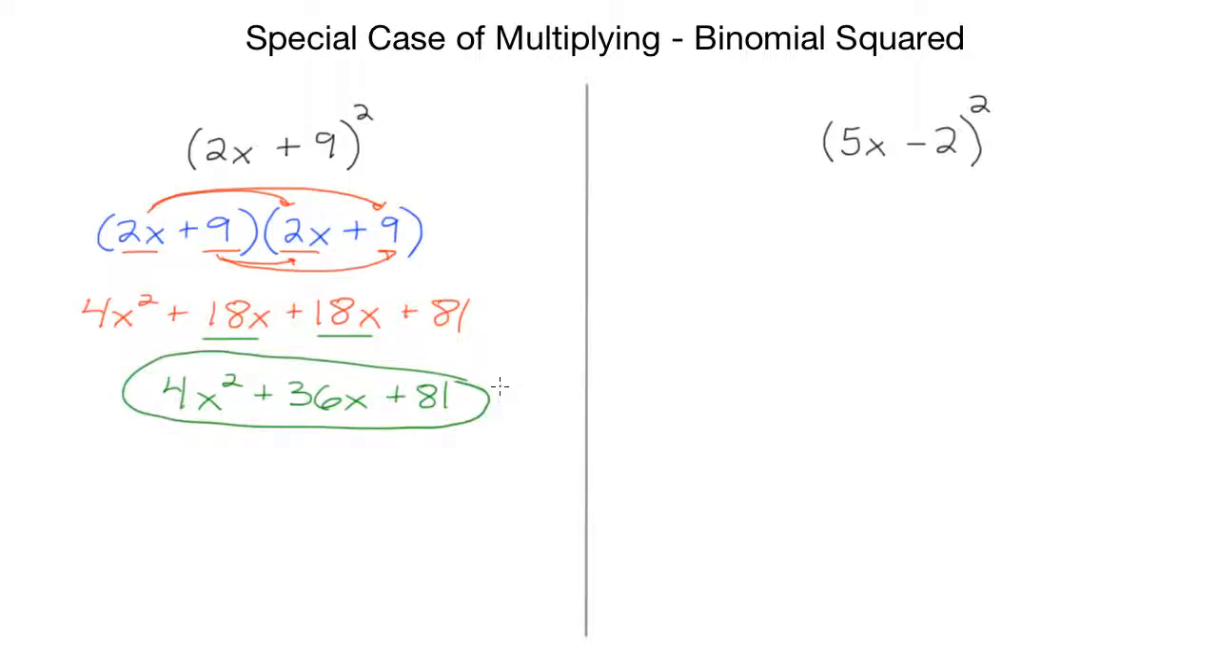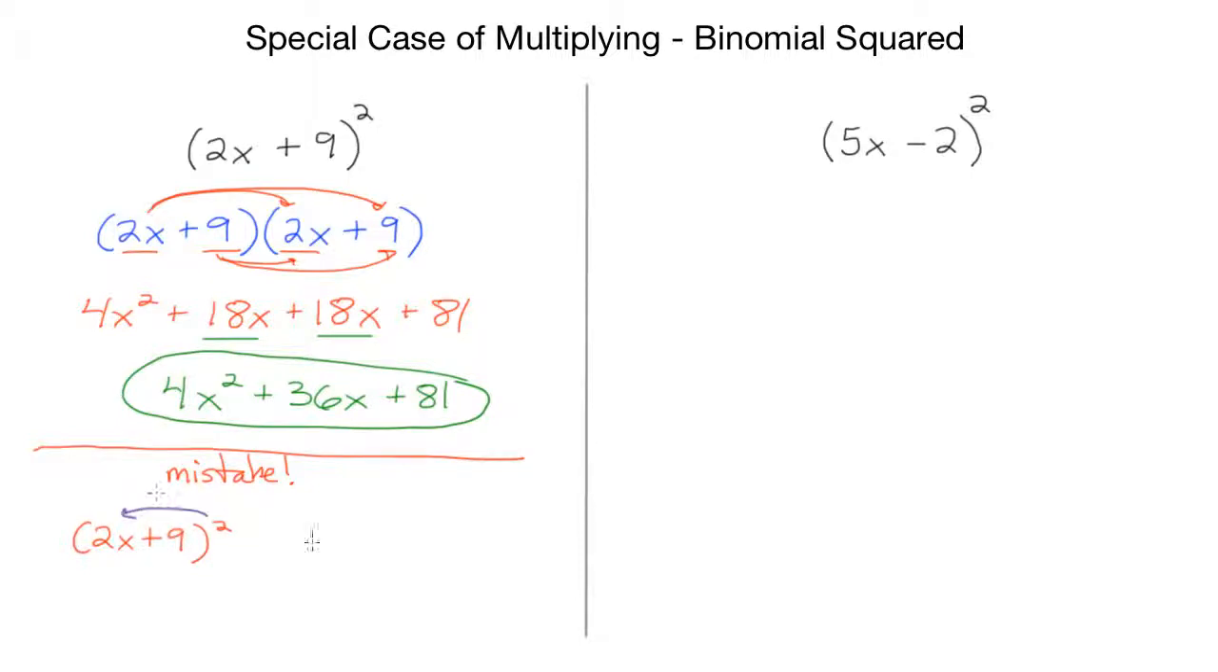Now, before I go into the next one, I want to point out a really common mistake that I see students make. So I'm going to draw a little line here. I'm going to label it mistake. Don't do this. Here's what I see students do. They see 2x plus 9, and they see that it's squared. And so what they want to do is distribute this squared.